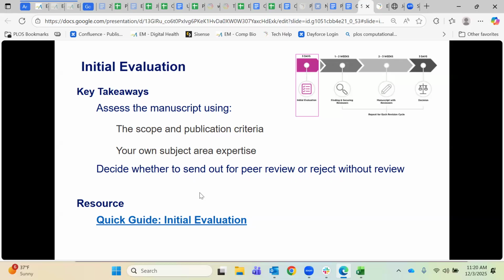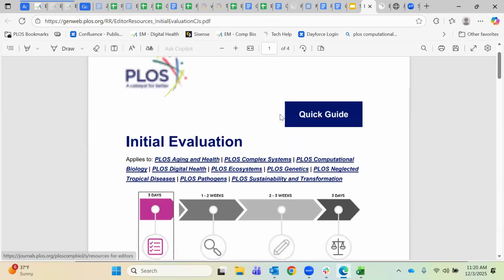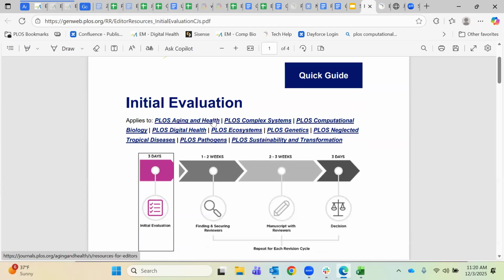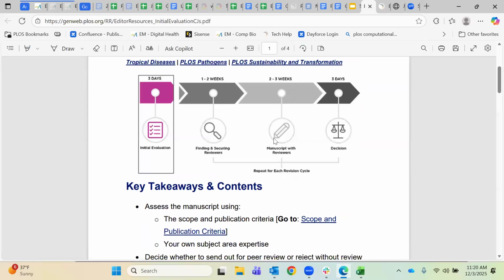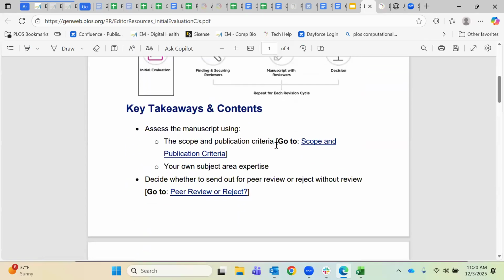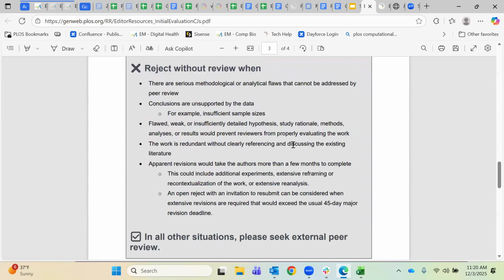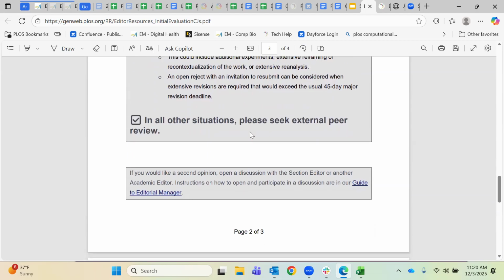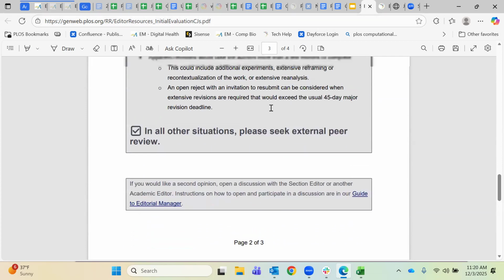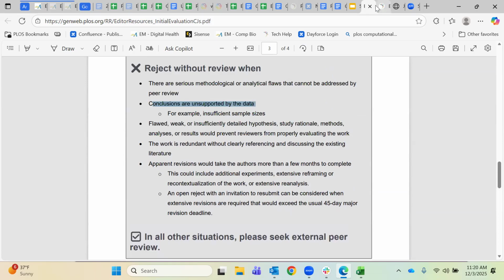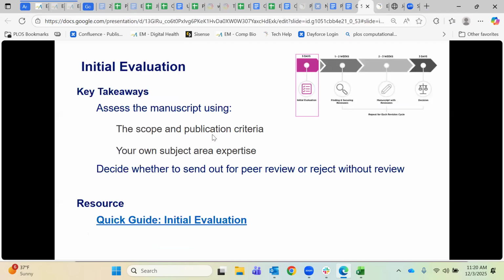And so, just a quick look at the guide for the decision matrix. These link out to the journal information and scopes, so you can compare the fit of a paper to the scopes. Scope criteria, peer review, reject: these are more strict criteria. Reject without review if conclusions are not supported or the methodology is unsound. And then in other circumstances, figure out if it should go to external peer review. I won't go through all of these, but there's a nice little decision tree here for you to get through.